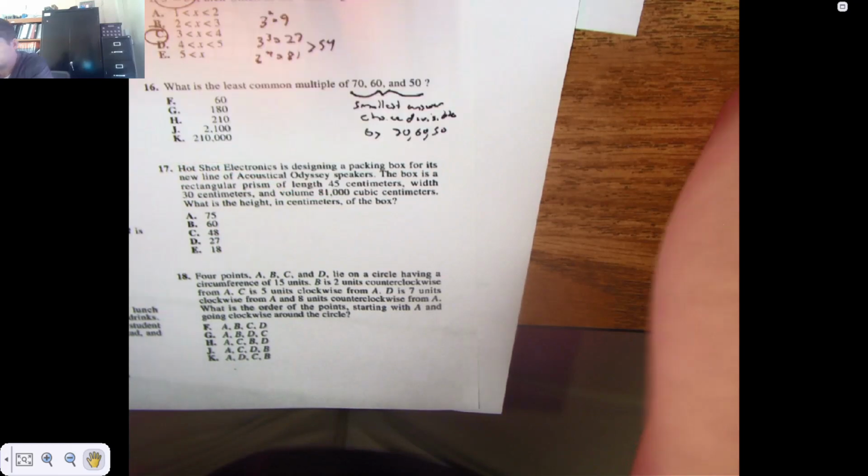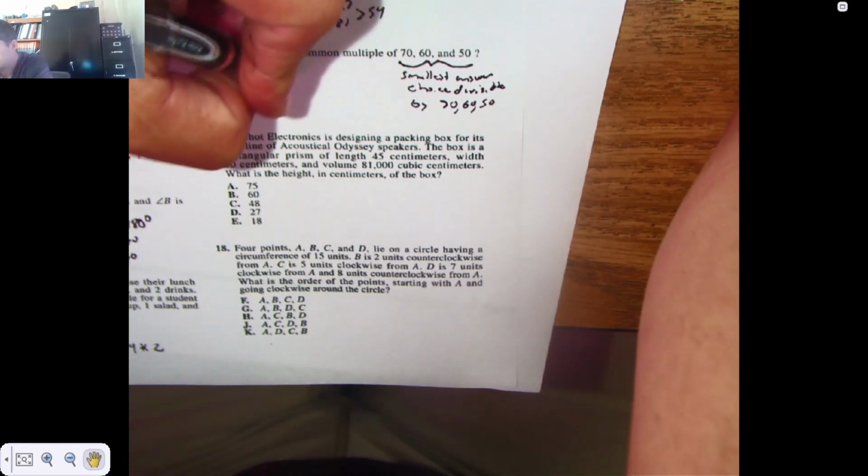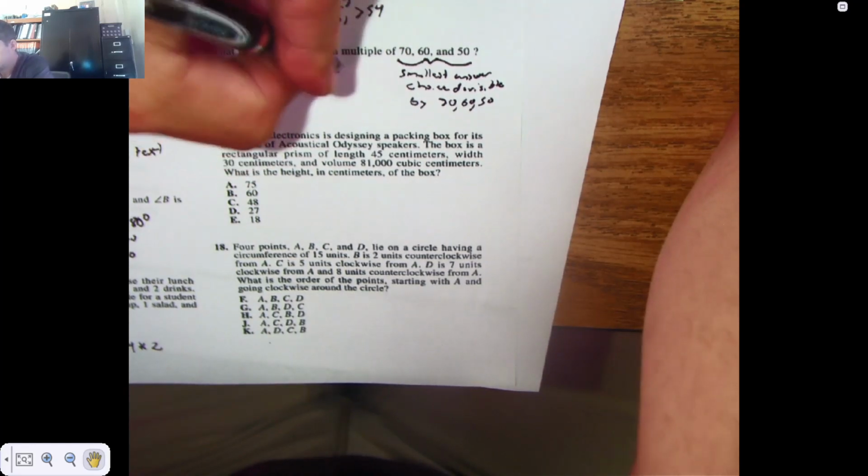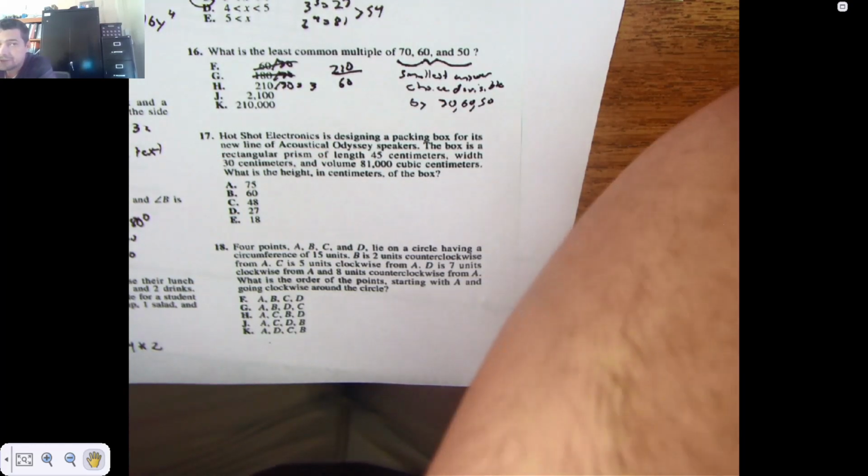The least common multiple of 70, 60, and 50. That's saying the smallest answer choice divisible by 70, 60, and 50. 60 is not divisible by 70, so no. 180 is not divisible by 70, so no. 210 is divisible by 70, that's going to be 3. But 210 over 60? Not with a whole number. That's the issue.